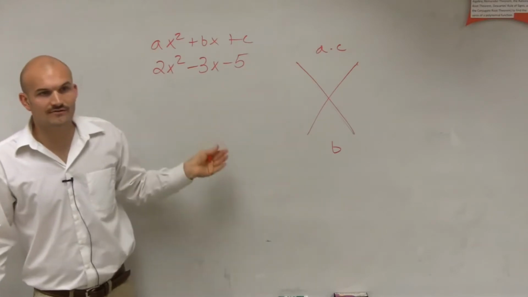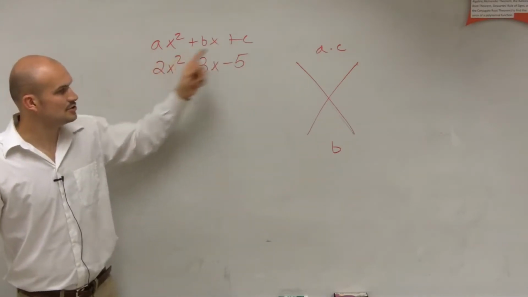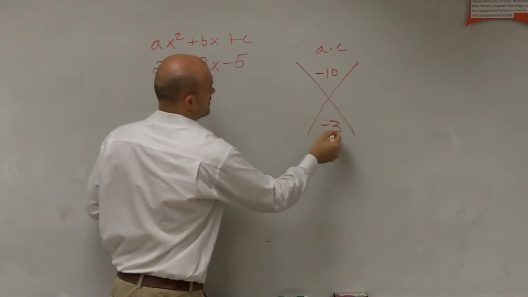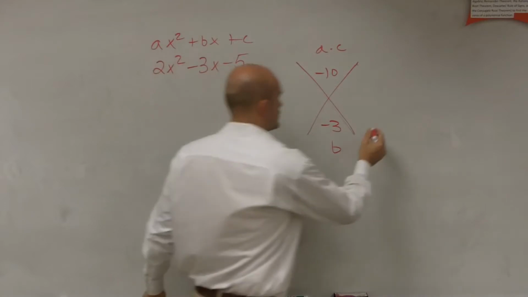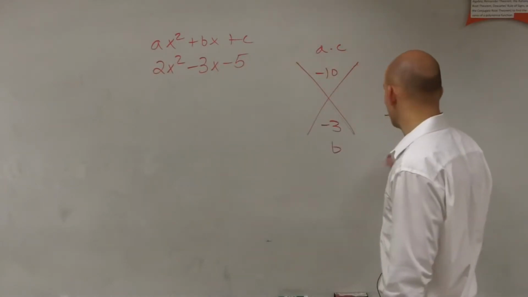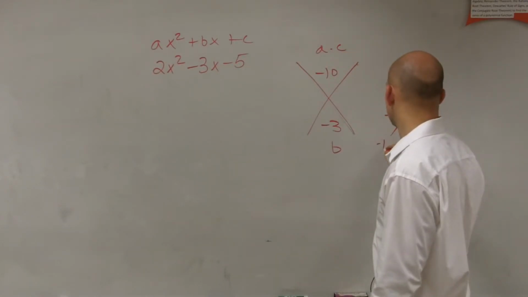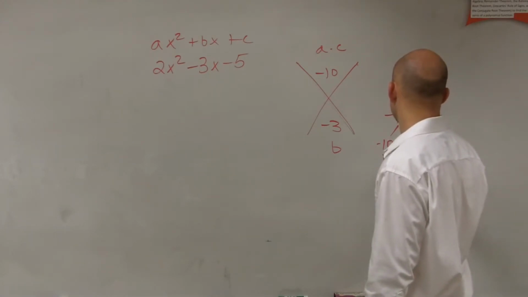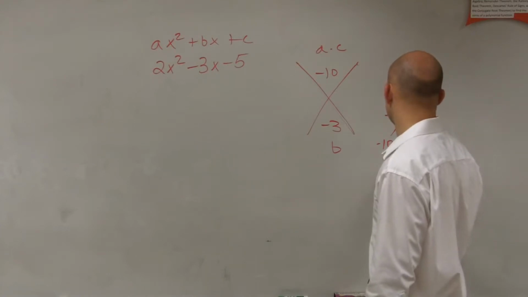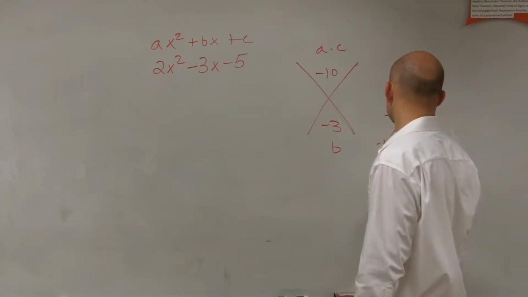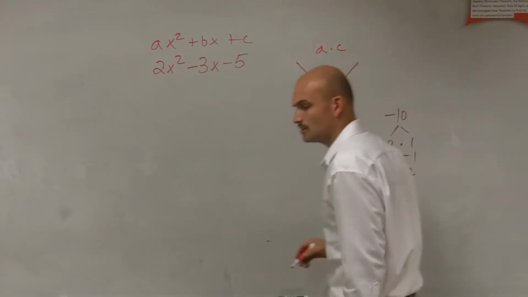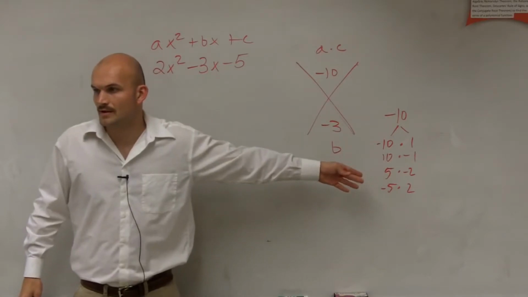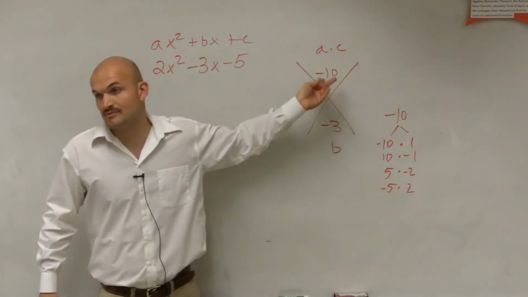So to figure out what the factors are, I do a times c: 2 times negative 5, which is negative 10. My b is negative 3. Now I'm not really going to factor negative 10, but I'm just going to list all the factors of negative 10. All of these numbers multiply to give us negative 10, right? One has to be positive and one has to be negative for it to be negative 10.